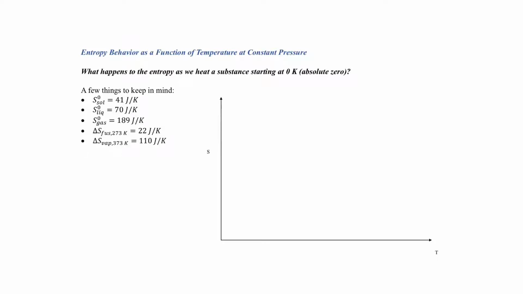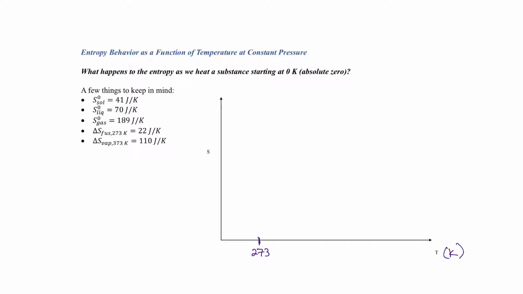Hi there. This video is going to walk through how entropy changes as we increase temperature starting at 0 Kelvin, or absolute zero. First off, let's make some indicators for our main baseline temperatures. Those are going to be our freezing point, room temperature, and normal boiling point. So let's say our freezing point here at 273 Kelvin.